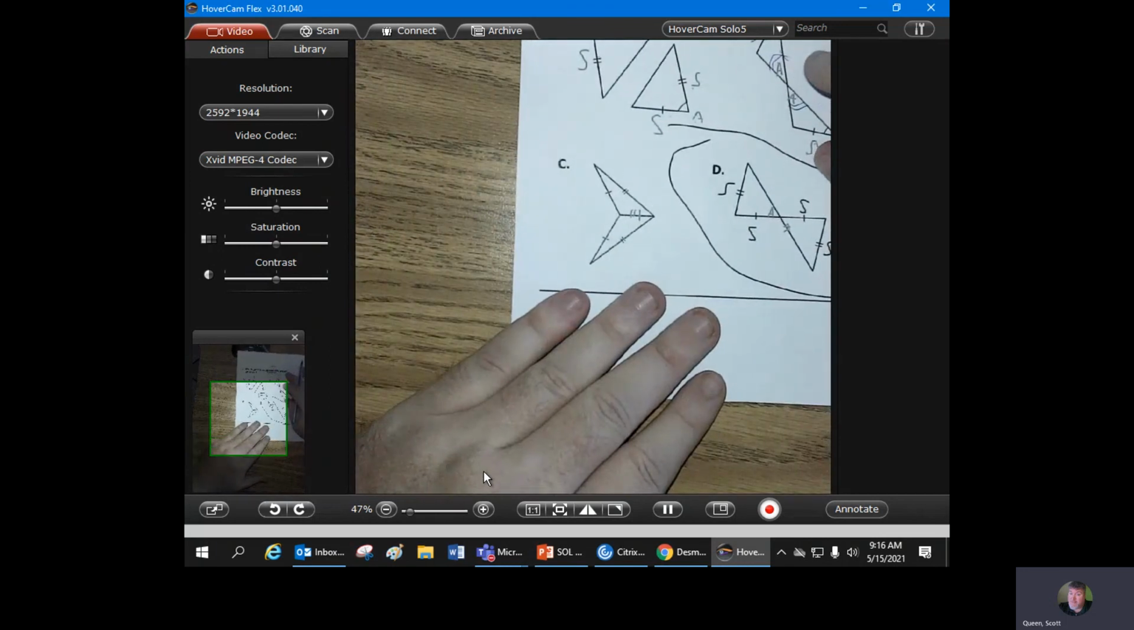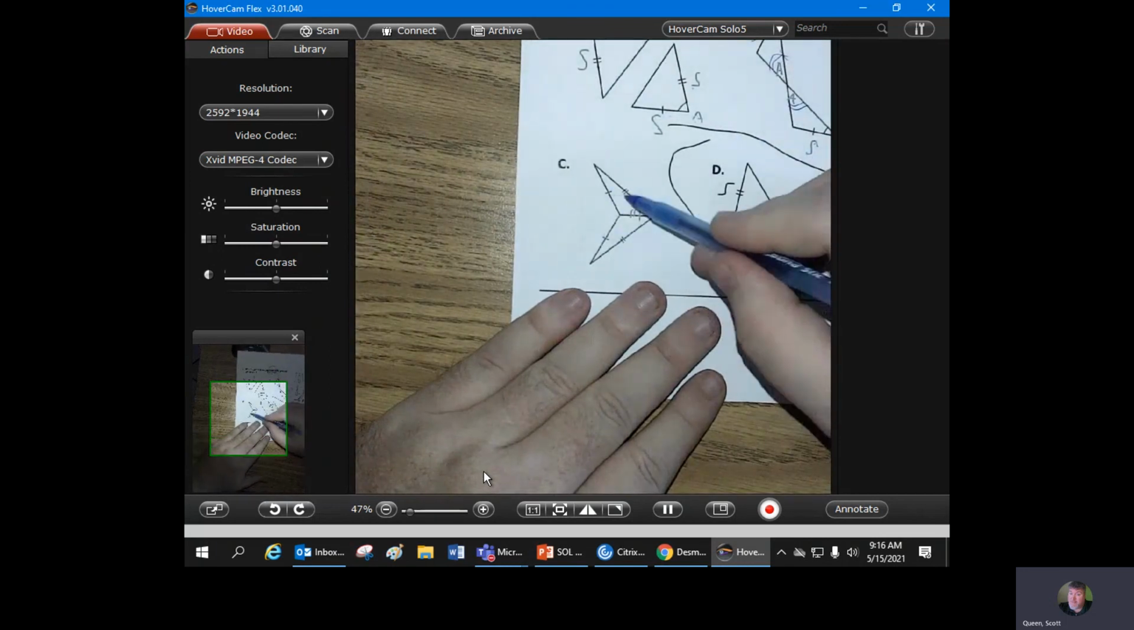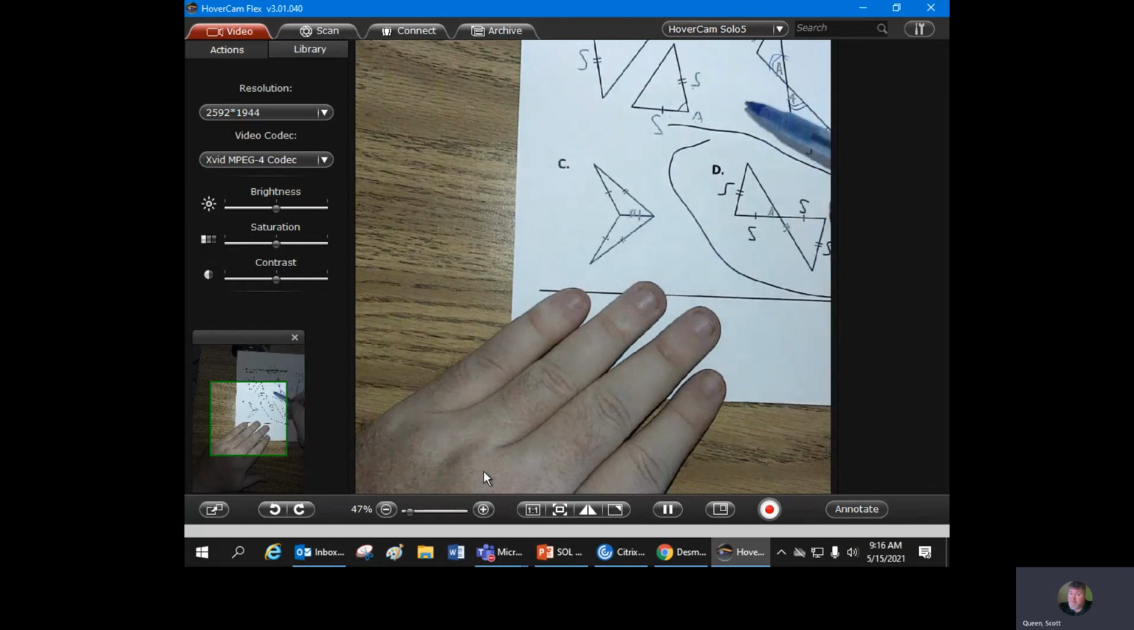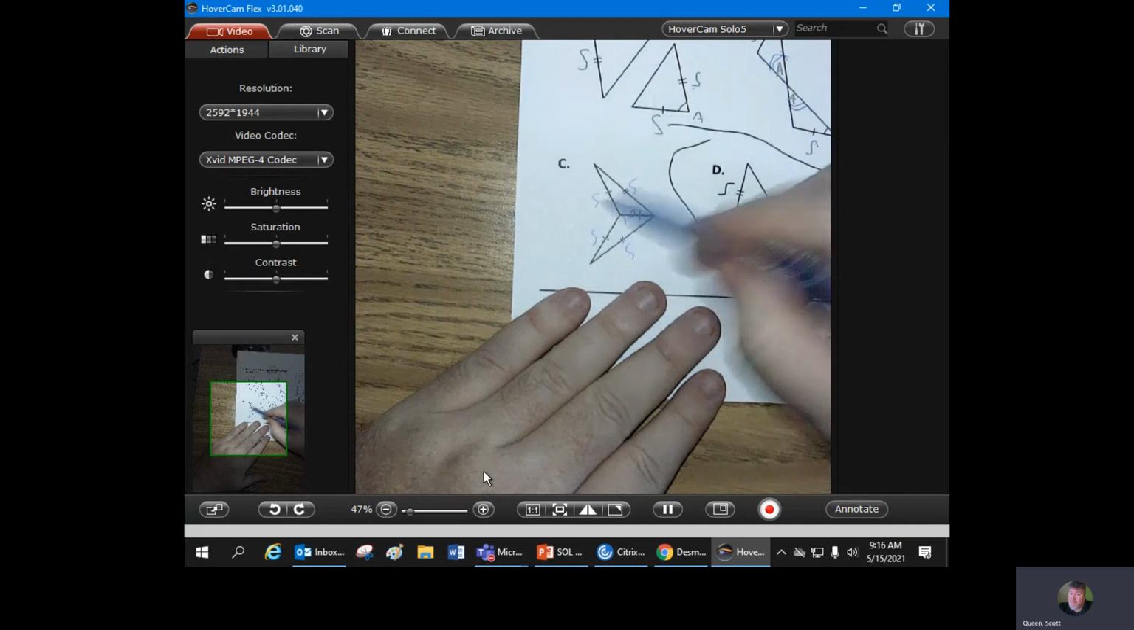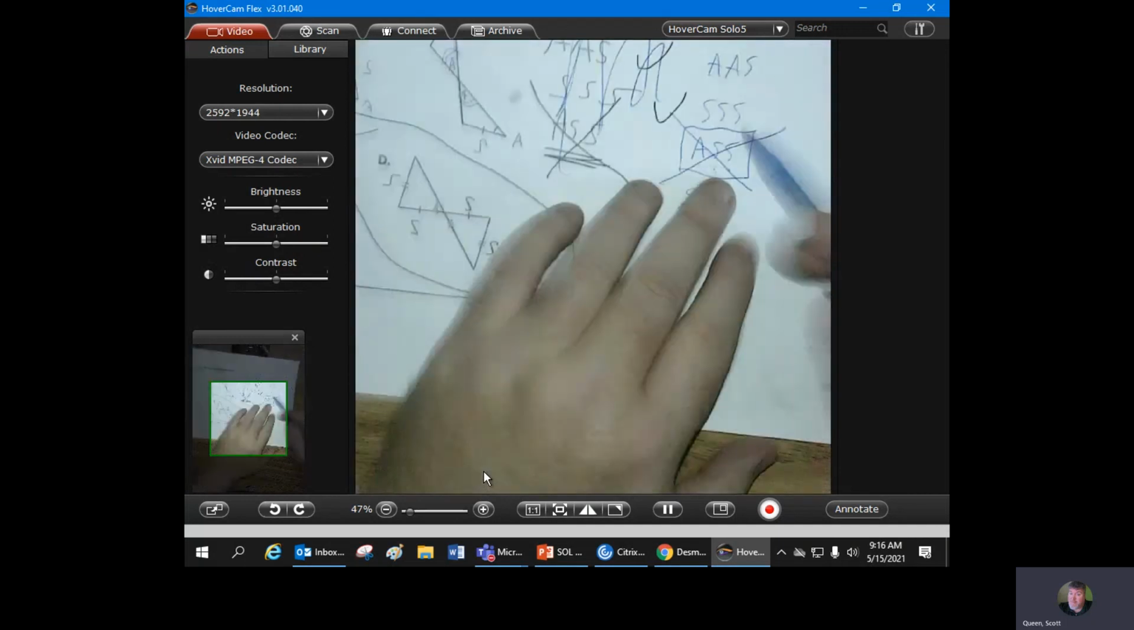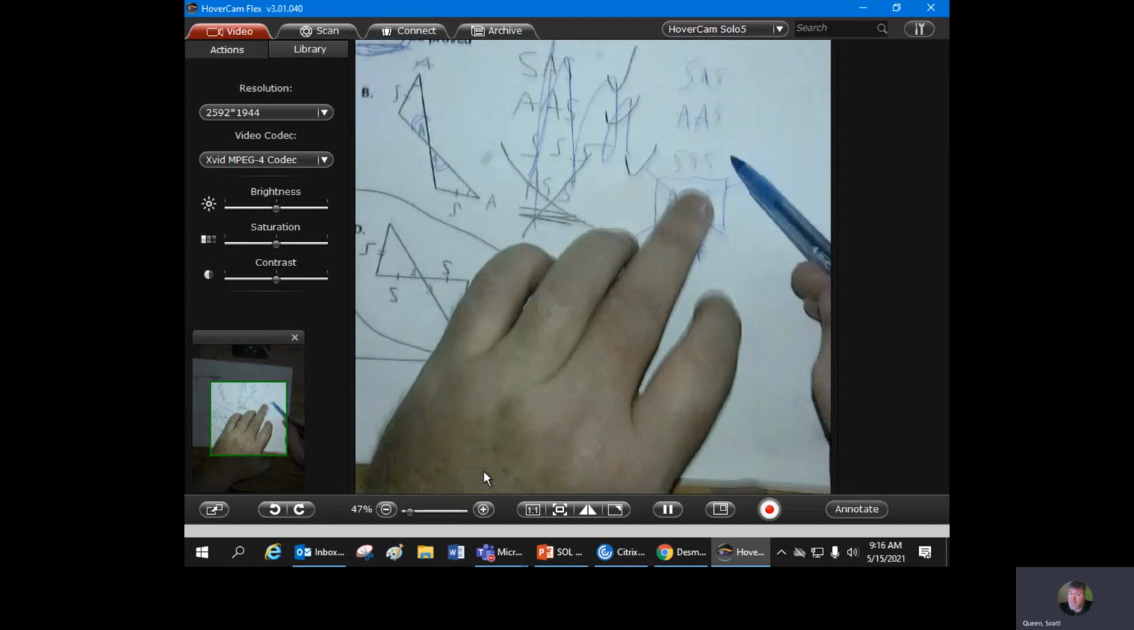C is probably the easiest. One mark, two marks, but they share a side, so that side is congruent to itself. So that's side, side, side, right? Side, side, side, no matter which way you go. So I wrote that down too, all right?